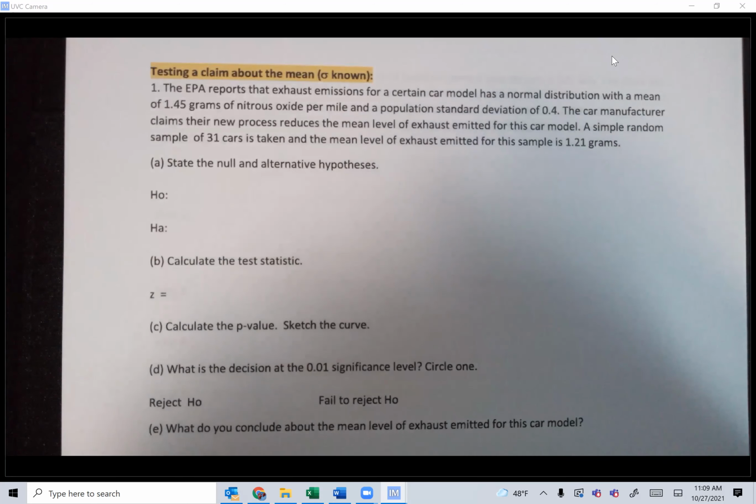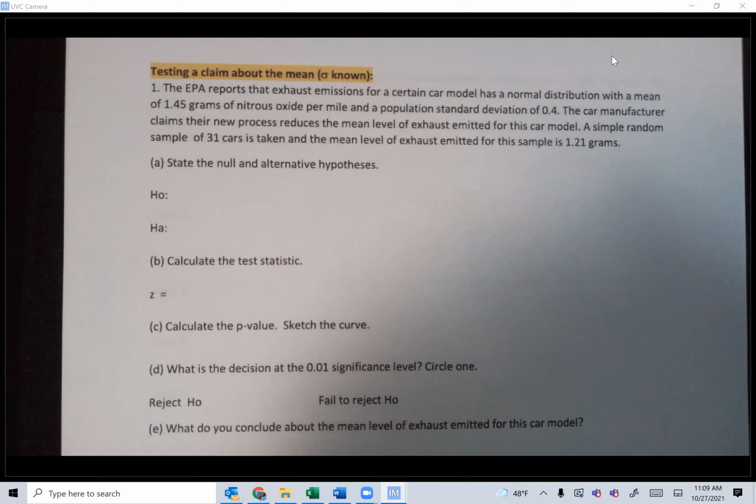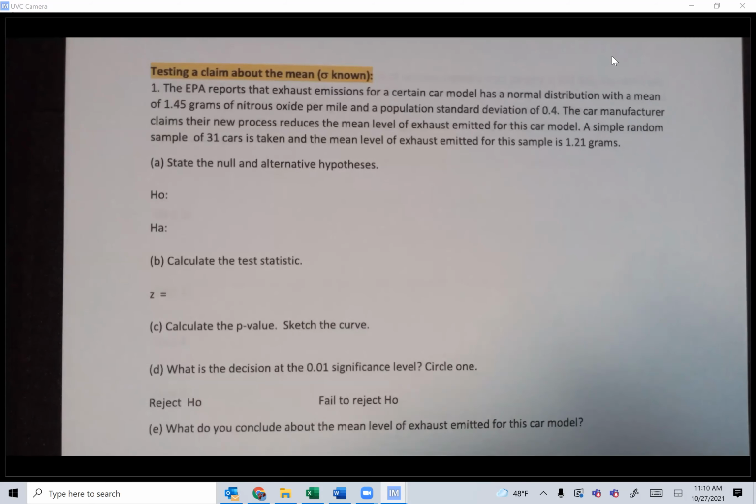The EPA reports that exhaust emission for a certain car model has a normal distribution with a mean of 1.45 grams of nitrous oxide per mile and a population standard deviation of 0.4. The car manufacturer claims their new process reduces their mean level of exhaust emitted for this car model. So the standard mean is 1.45 grams for all cars, but the company is making a claim that their process will reduce the mean level of exhaust emitted for this car model.